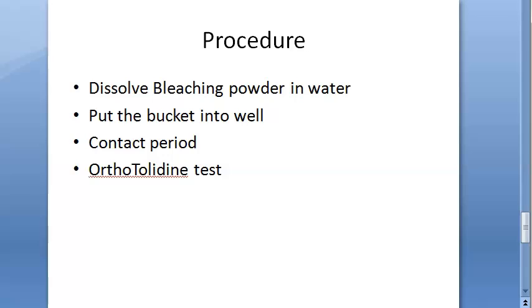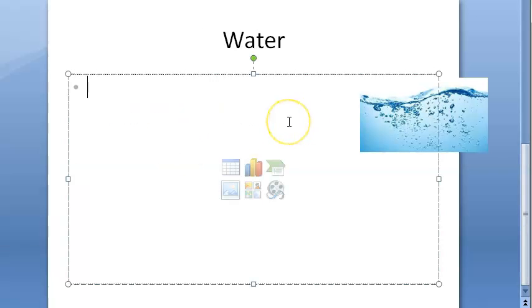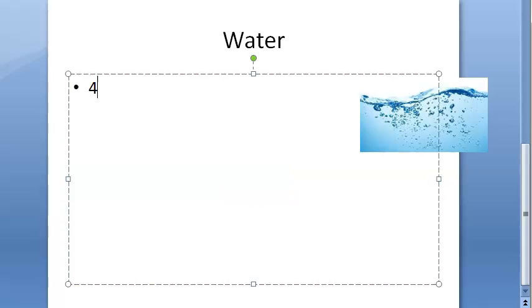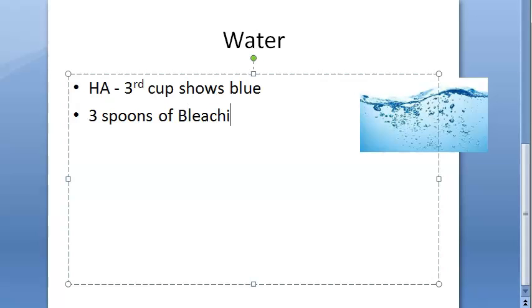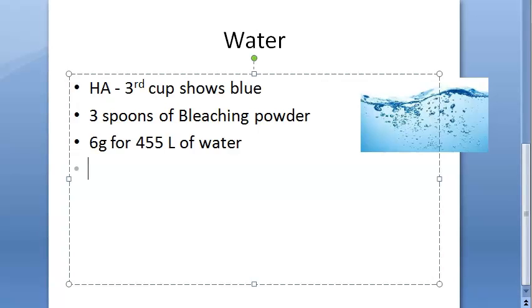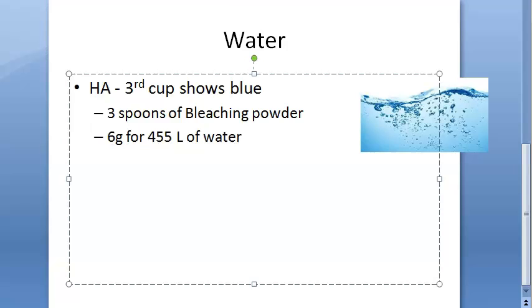Now we will come to the problem. They are saying here that the third cup in Horrocks apparatus gives blue color. So which cup is showing blue color? The third cup, the first cup to show the blue color. If the third cup shows blue color, you need 3 spoons of bleaching powder. That means 6 gram of bleaching powder is required for 455 liters of water. Now you have to calculate how many liters are actually there in that well. So from this part of the question, we already got this much information.